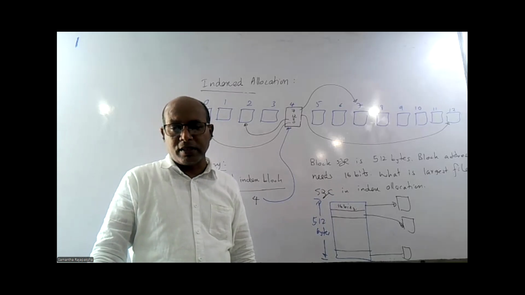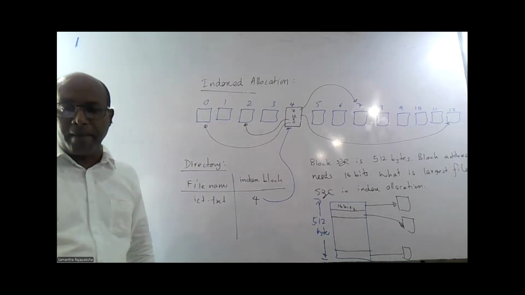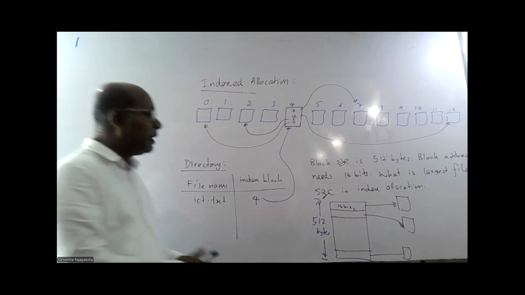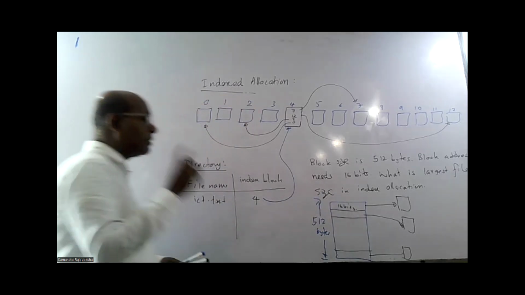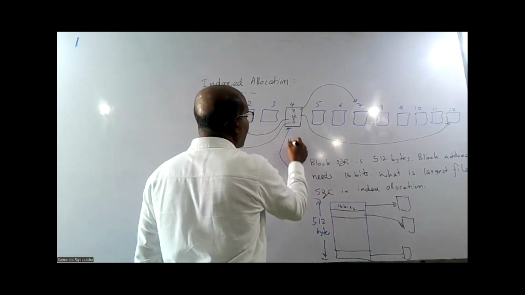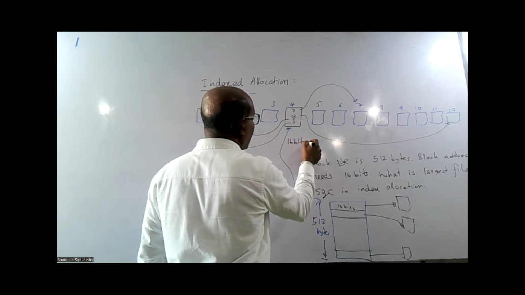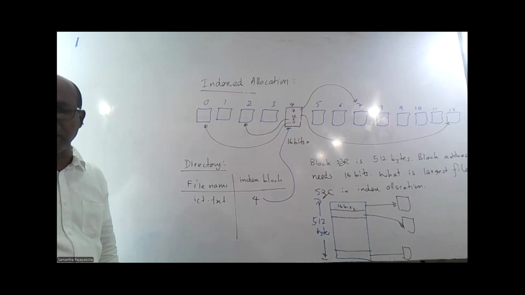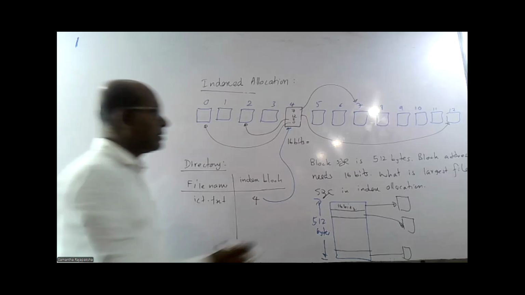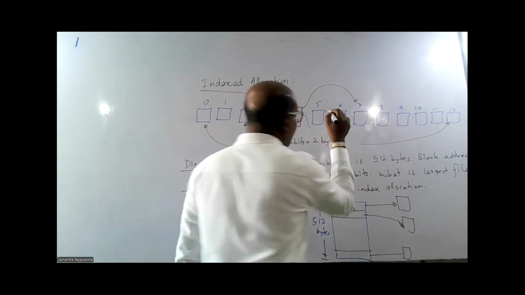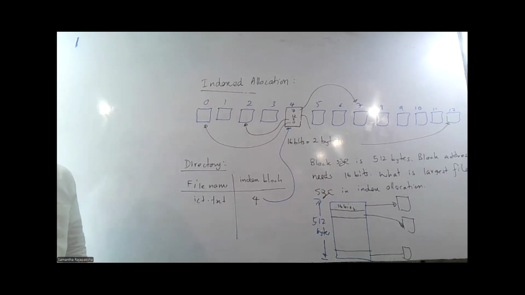Then how do you calculate it? Remember, the address needs 16 bits. The 16 bits means you can calculate your bytes. 16 bits means how many bytes? 2 bytes. Remember, 16 bits means 2 bytes. That means the address needs 2 bytes.